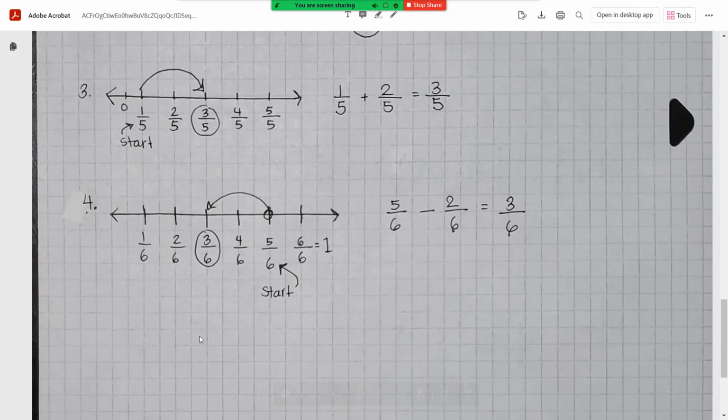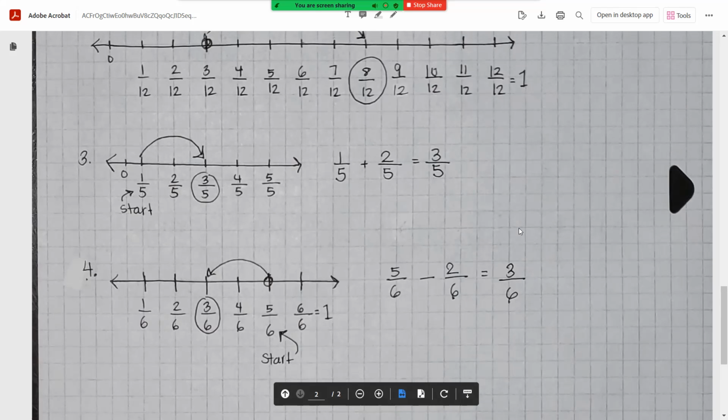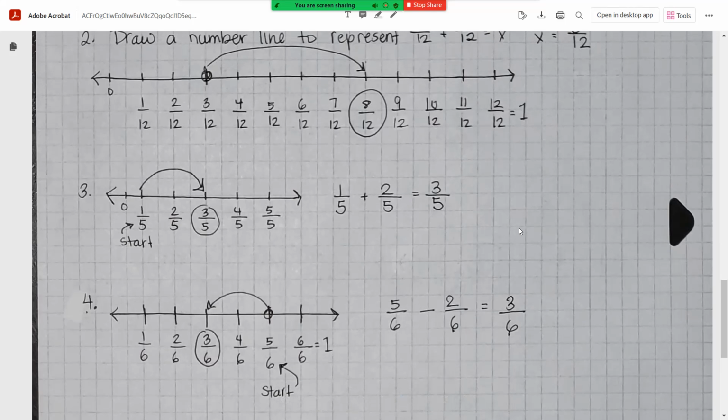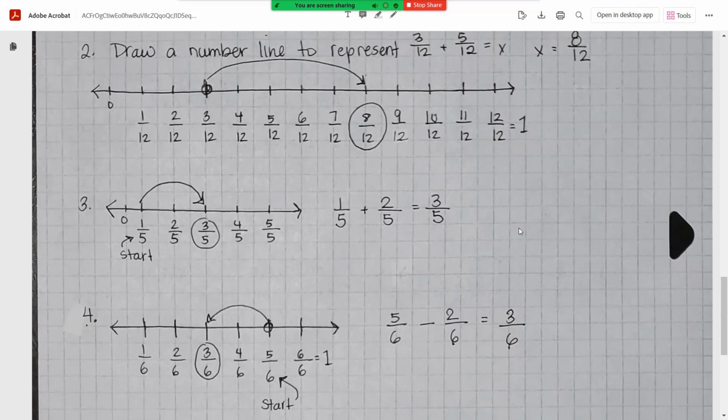And your last one, number 4, it says 5/6, take away 2/6. So I'm going to start at my 5/6, and I'm going to make those 2 little jumps back, and I land at 3/6 because I know 5 take away 2 equals 3, and they're still over the same denominator. So again, this is just practice using a number line to add and subtract fractions. This is stuff that we've been working on for a few lessons, so hopefully it's really easy for you.